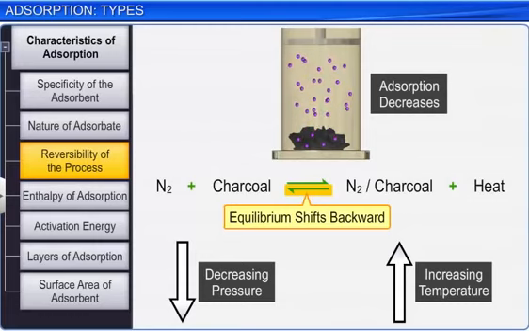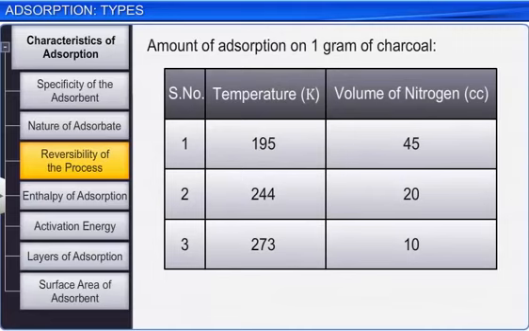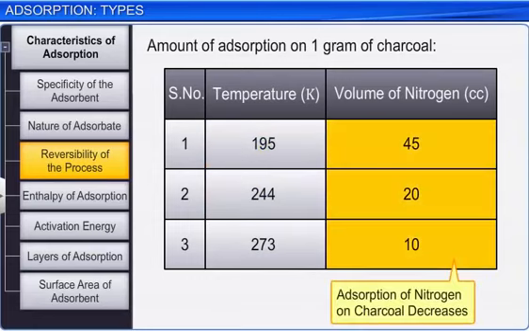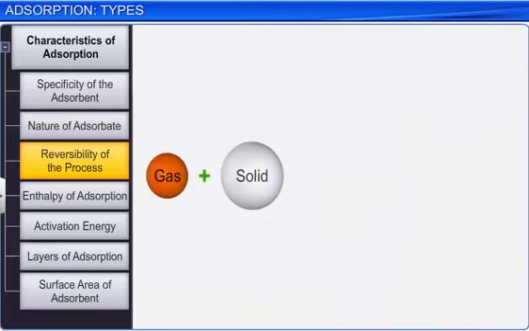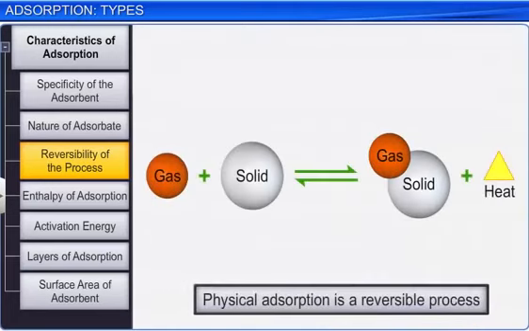For example, 1 gram of charcoal adsorbs about 10 cc of nitrogen at 273 Kelvin, 20 cc at 244 Kelvin, and 45 cc at 195 Kelvin. It is observed that adsorption of nitrogen on charcoal decreases with an increase in the temperature. Thus, we can say that physical adsorption is a reversible process due to the presence of weak van der Waals forces of attraction.